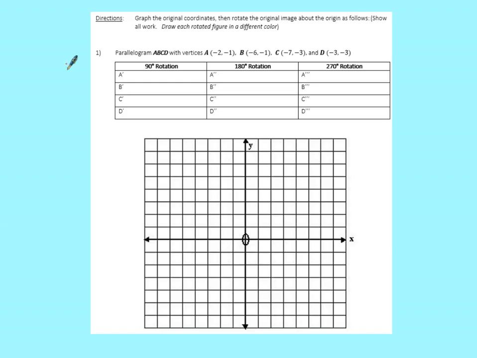Okay, so hopefully you paused to do your work on your own before you watched me do it. Our first point is -2, -1, -6, 1, and -6, -1, and that's right here, -7, -3, and -3, -3. Those are our original shapes that we started with. And then we're going to do all of our rotations with it.